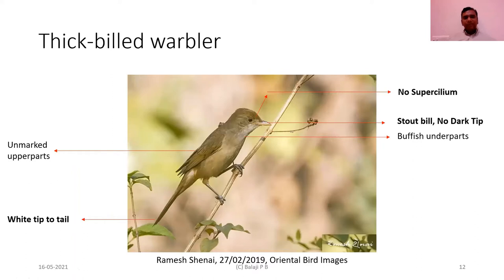So the first species that we look at now is the thick-billed warbler. If you can see, there's absolutely no supercilium. So you can be very sure, it's the only warbler found in South India which doesn't exhibit any supercilium of any sort. And it has a very stout bill. There's no dark tip to the stout bill. Sometimes it can show white tips to the tail, which can help distinguish it from the other larger warblers. But the main thing to notice is that it has no supercilium. It has a very thick, stout bill without any dark tip.